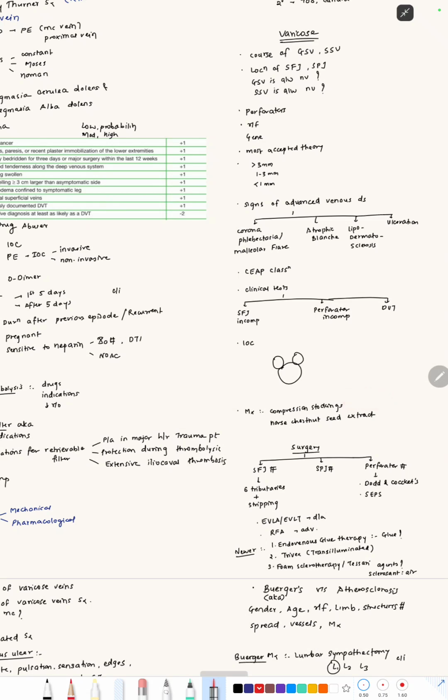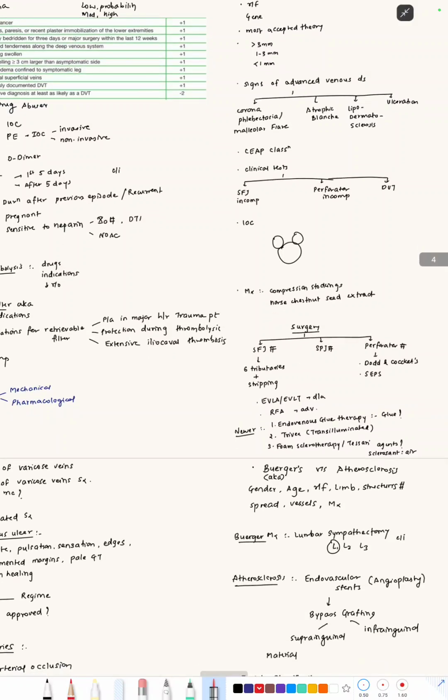Horse chestnut seed extract can be used. Then surgeries: there can be SFJ incompetence. Trendelenburg procedure is done. In the Trendelenburg procedure, there is a flush ligation of the vein. There are about 6 tributaries: superficial external pudendal artery, deep external pudendal artery, accessory anterior saphenous vein, posterior thigh vein, then superficial epigastric and superficial circumflex iliac vein.